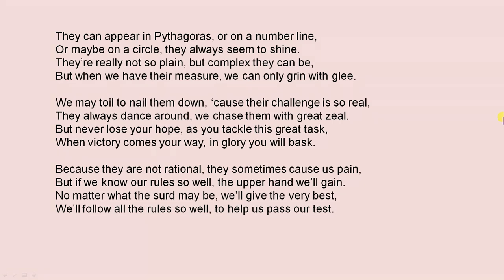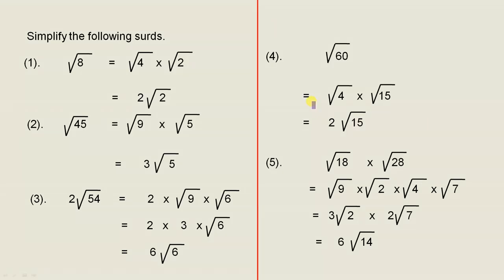Now let's have a look at the lesson. So we have 5 examples here and we're going to simplify each of these examples. So the question says, simplify the following surds. Number 1 is the square root of 8.